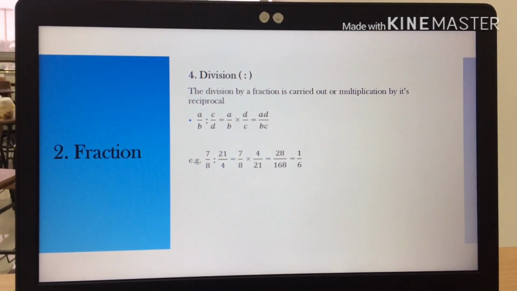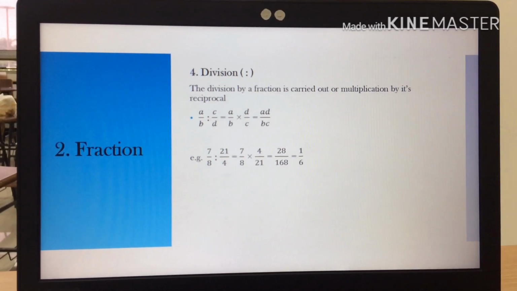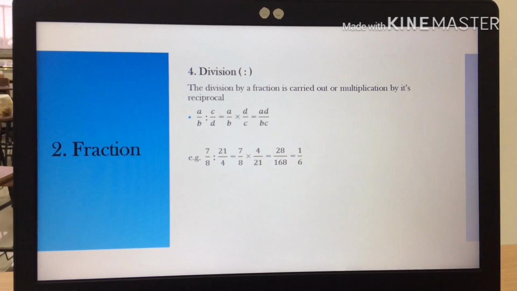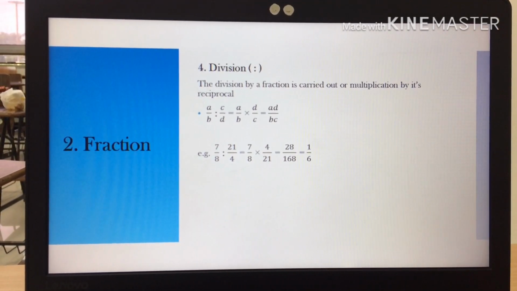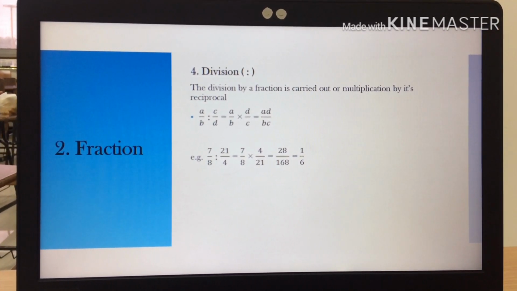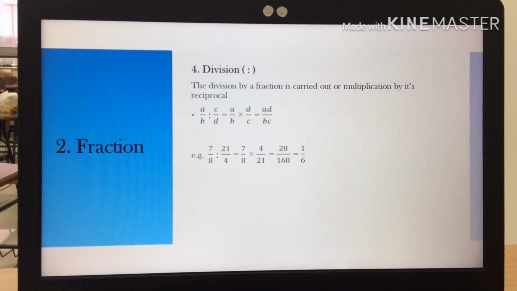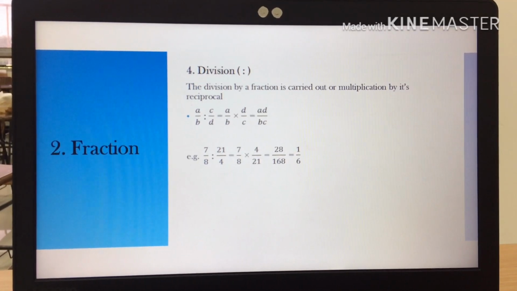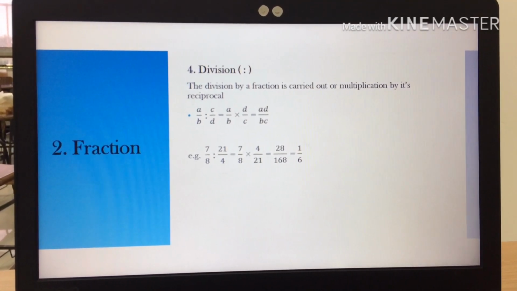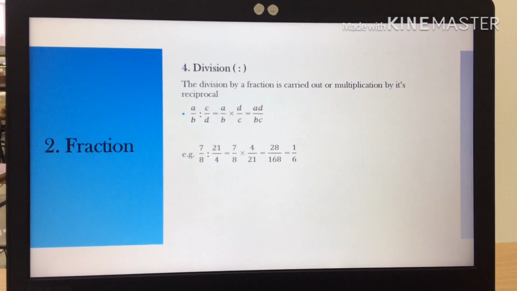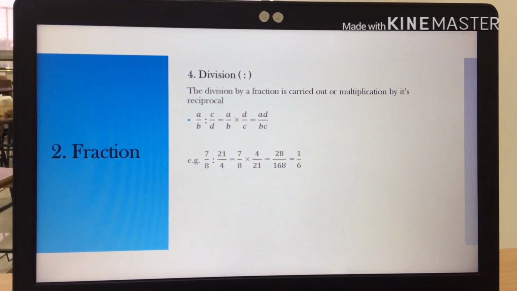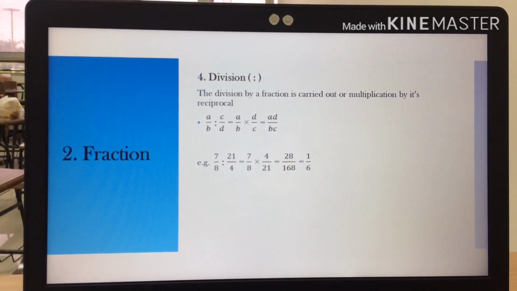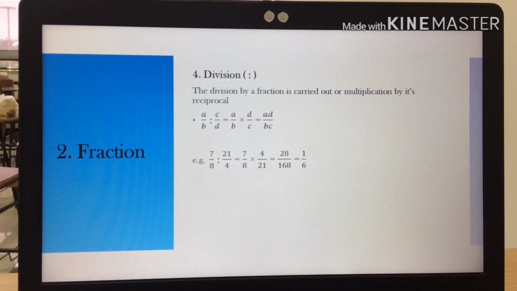For example, 7 over 8 divided by 21 over 4 equals 7 over 8 times 4 over 21 is 28 over 168 is 1 over 9. We mean 1 over 6.